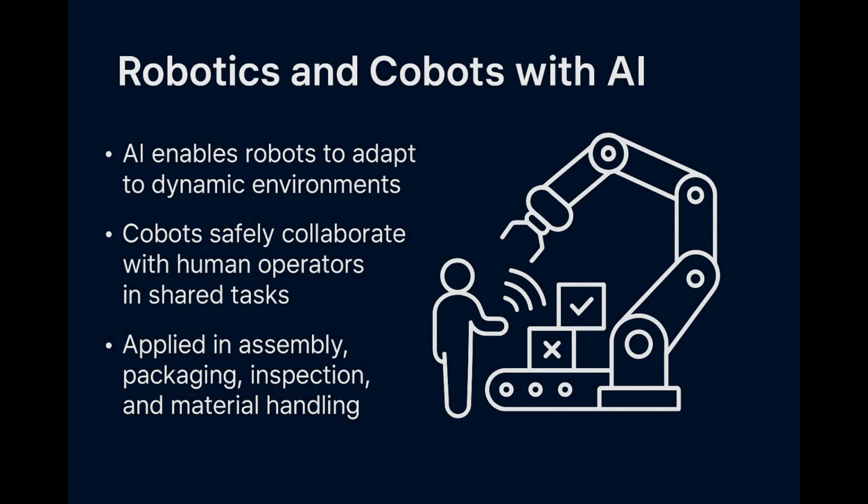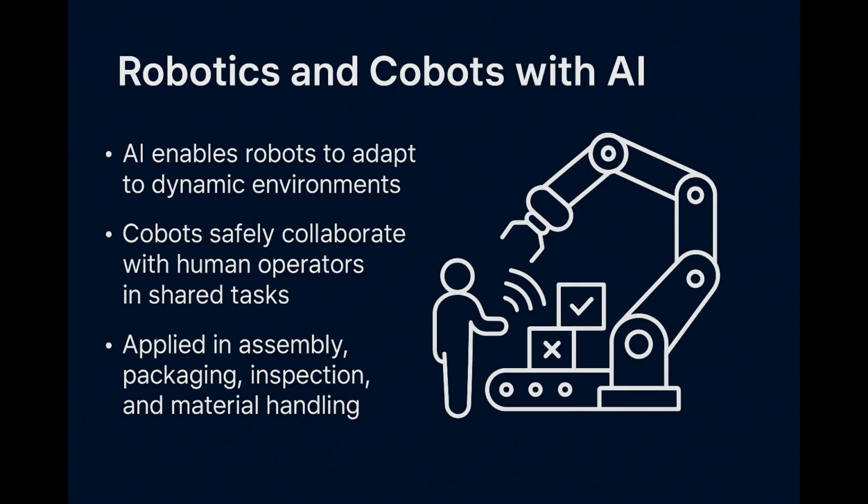AI is revolutionizing robotics in manufacturing, making machines smarter, safer, and more collaborative. Traditional industrial robots are fast and precise, but they operate in rigid, pre-programmed paths, usually behind safety fences and far from human workers. AI changes that. With computer vision, machine learning, and real-time sensing, robots can now adapt to changes in their environment.